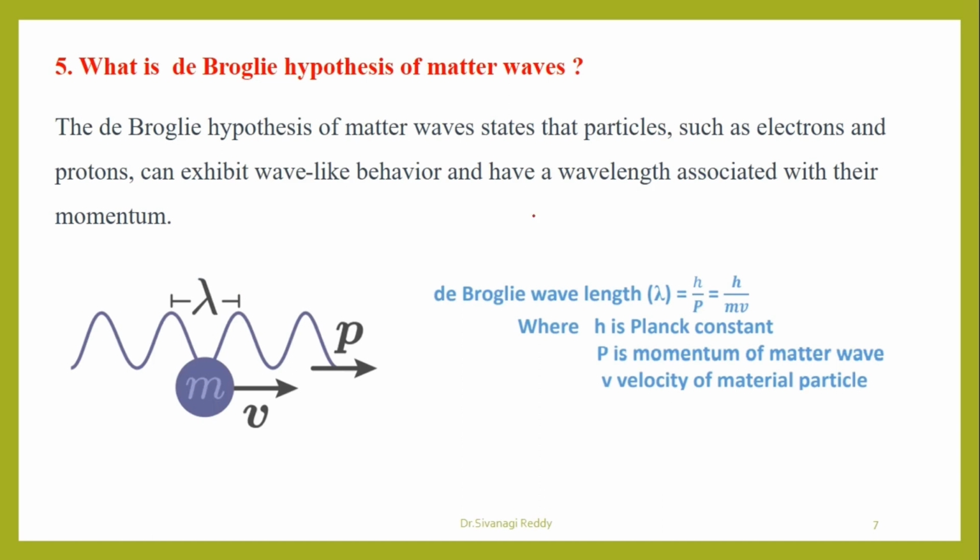Next one, what is the de Broglie hypothesis of matter waves? Matter waves also have dual nature, meaning they act as a wave as well as a particle. And the relation for this one is lambda is equal to h by p, where h is Planck's constant, p is the momentum of the matter wave, and v is the velocity of the particle.